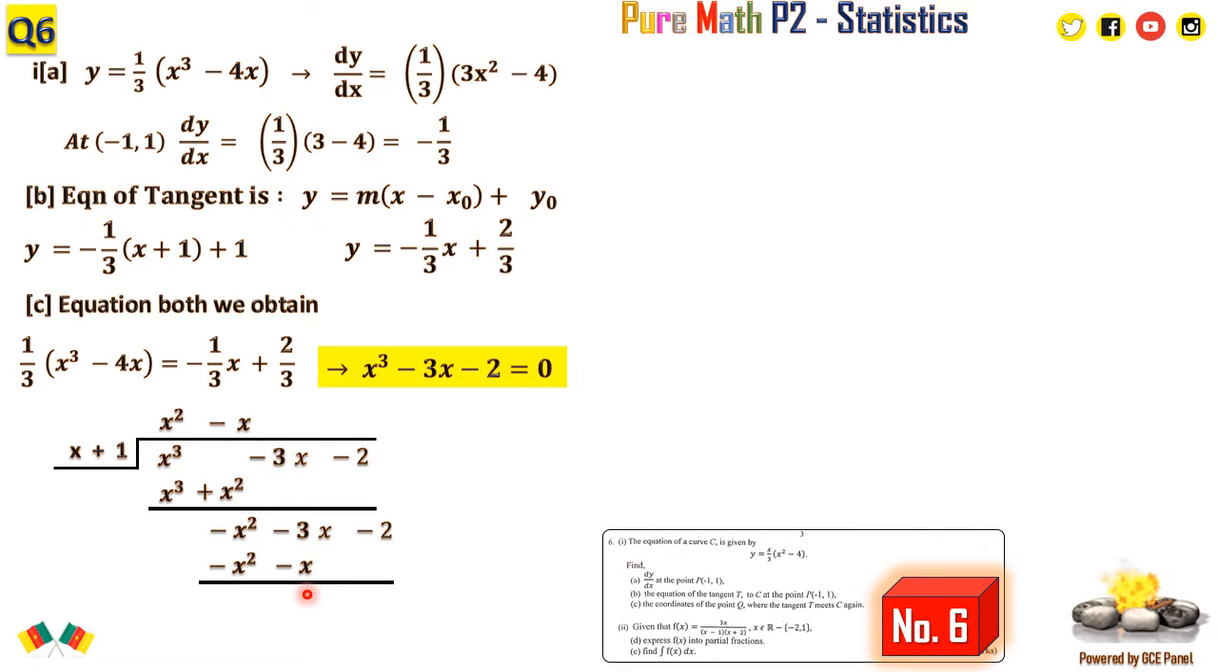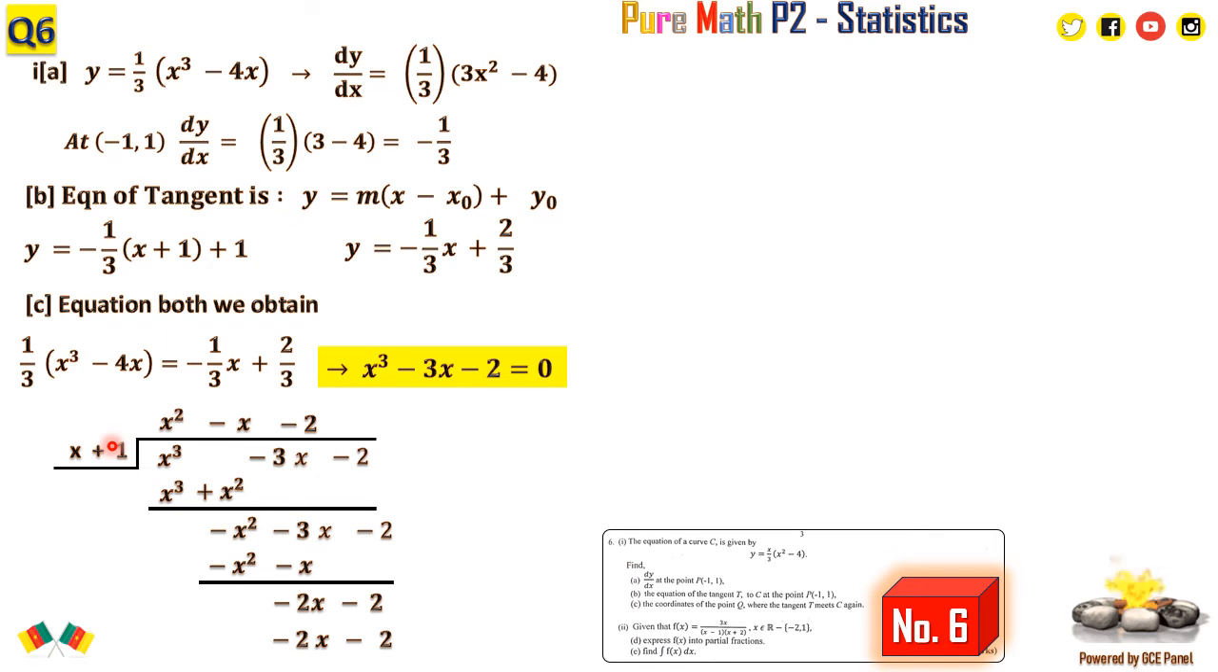We subtract again. -x squared minus -x squared is 0. -3x minus -x is -2x. And -2 minus nothing is -2. We divide again. -2x divided by x is -2. So this -2 times x is -2x, and -2 times +1 is -2. So at this point, when we subtract, the remainder is 0. Of course, we were sure that the remainder would be 0 because we knew that x plus 1 was a factor.